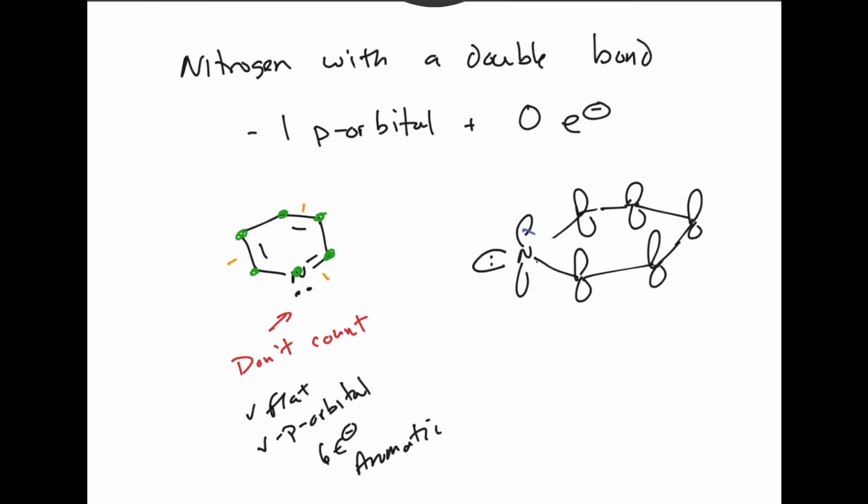Right, so I've got my orbitals that make my double bonds, right? They're all lined up, perpendicular to the plane of the ring. And then this lone pair that we're not counting is perpendicular to all those orbitals, right? So they don't see those 2 electrons there, so they don't get the count.